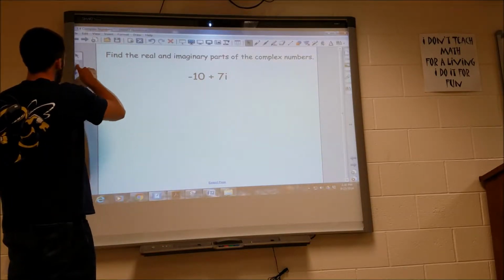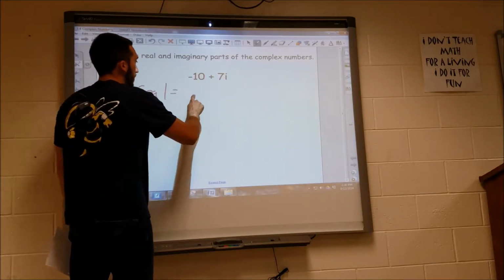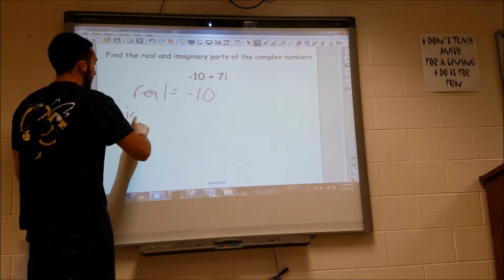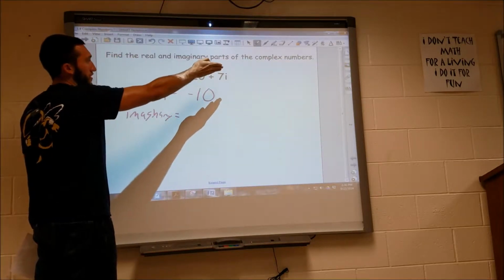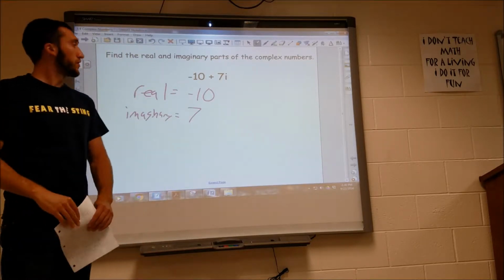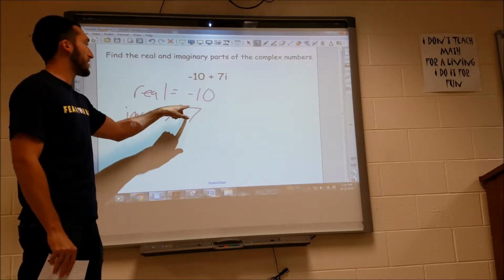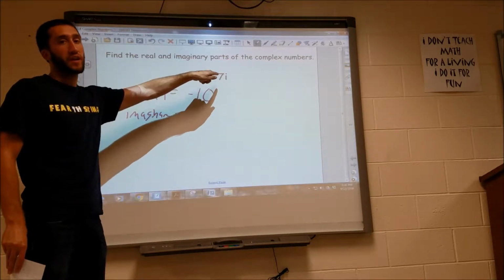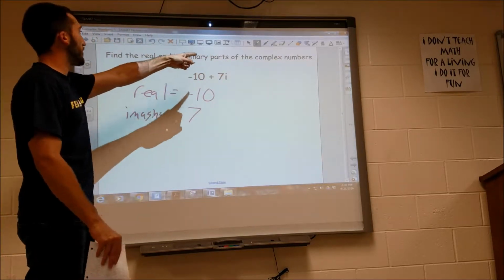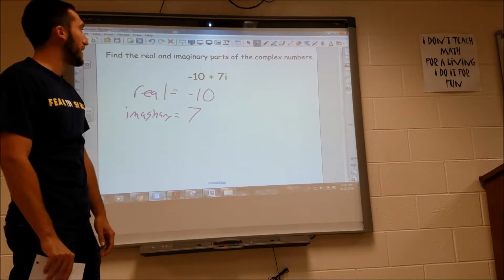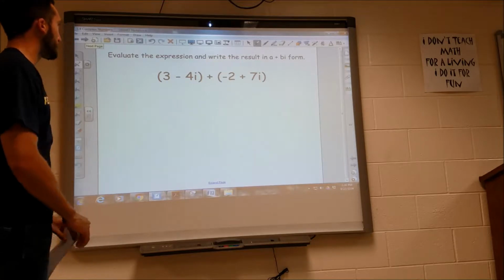So the real term in this complex number is negative 10, and the imaginary term in this complex number is 7. The negative 10 is just our constant in this complex number, and the 7 is, if you want to think about it, the coefficient in front of our imaginary number. Okay? So that's what they mean by real and imaginary parts of a complex number. Complex number just means we have an i in there somewhere, an imaginary number in there somewhere.